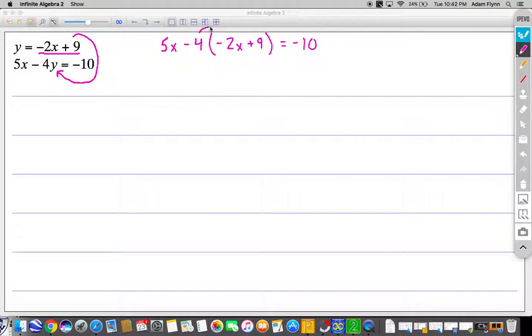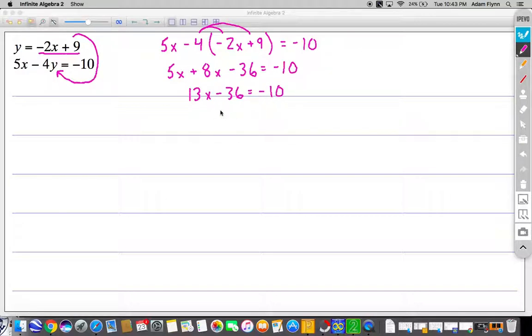So we can distribute our negative 4. When we do that, we get 5x plus 8x minus 36 equals negative 10. So now I'll combine like terms. So 5x plus 8x is going to be 13x. And I haven't touched this minus 36. And I haven't touched the negative 10.